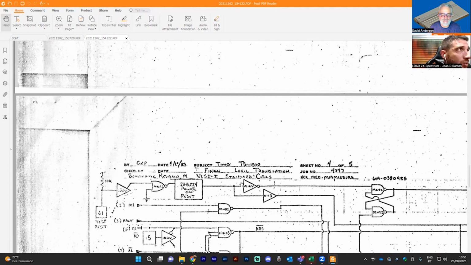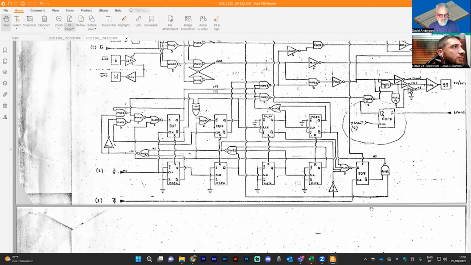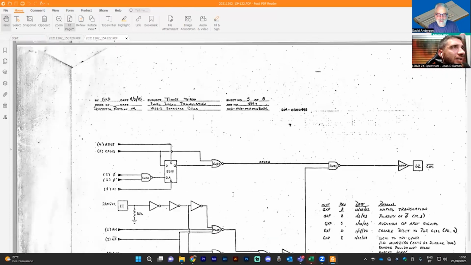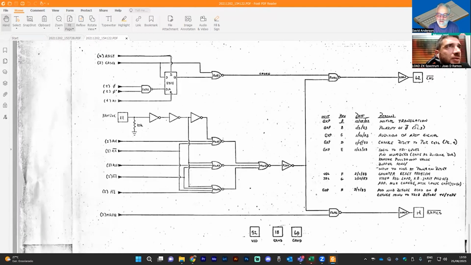VLSI standard cells, sheet number 4 of 5, job number whatever, NCR Med, Miamisburg. Wonder where that is. And then a number that resembles a lot the numbers used by Timex, although I don't know this one, 609. Yeah, that might be it. 0380485. This one has the header again, so it goes on, and now it has some information here.